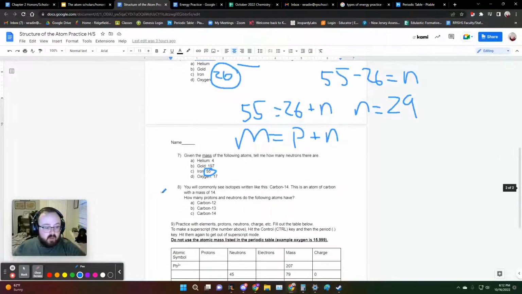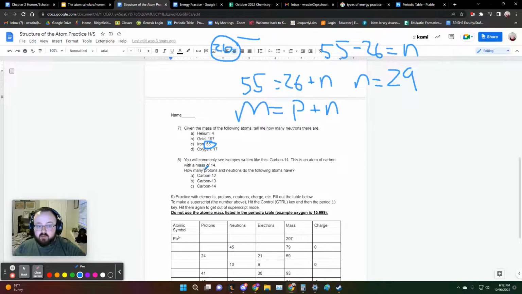All right. This example here where I talked about isotopes, I say that you commonly see isotopes written like this, where you'll see carbon-14. We'll especially see this when we get to nuclear chemistry, but it is nice to know just for now. And we'll probably use this when we do our penny isotope lab. So this is an atom of carbon, and the mass is equal to 14. How many protons and neutrons do each of these following atoms have?